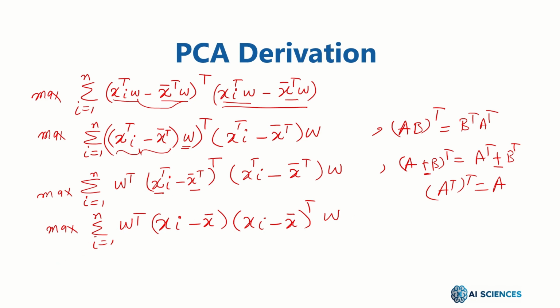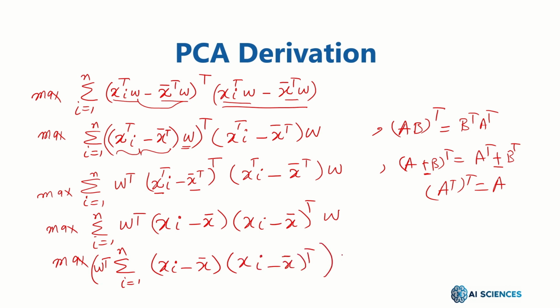This w can be pulled out from the summation, so we have max w transpose, summation i varies from 1 to n, (xi minus x mean)(xi minus x mean) transpose, and then w again. This matrix, where the mean vector is subtracted from every vector and then the outer products are summed, can be rewritten as Xc Xc transpose, where Xc is X but with the mean vector subtracted from every column, so X centered. Multiplying Xc by Xc transpose gives exactly this matrix.